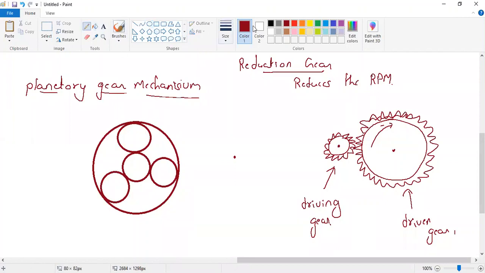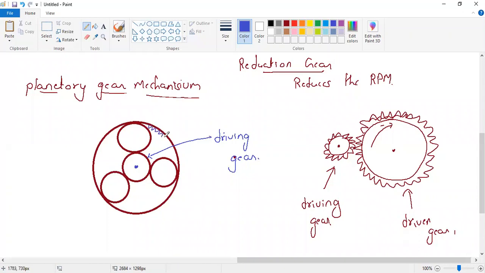This gear is called the planetary gear, in which this gear is the driven one and this one is the driving one. We can interchange them, but for our propeller purpose, this one is the driving gear. And these are idle gears, they do not participate in anything.